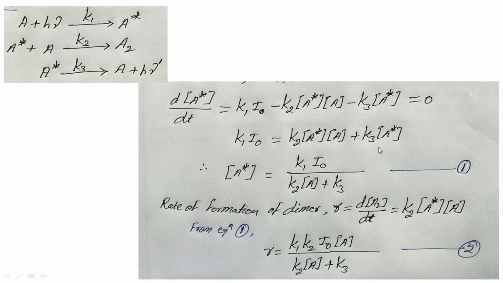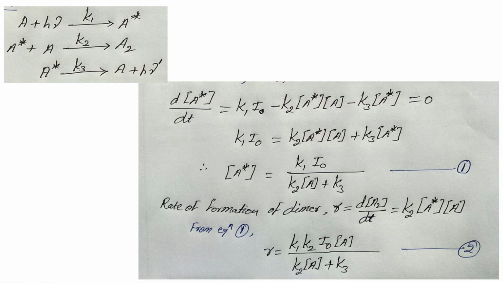Then in a bracket I will get K2 into molar concentration of A plus K3. Then I am going to keep this molar concentration of anthracene on one side and shift those values from the bracket to the other side. Then I will get the molar concentration of anthracene excited state equal to this value. Let me call this equation 1.